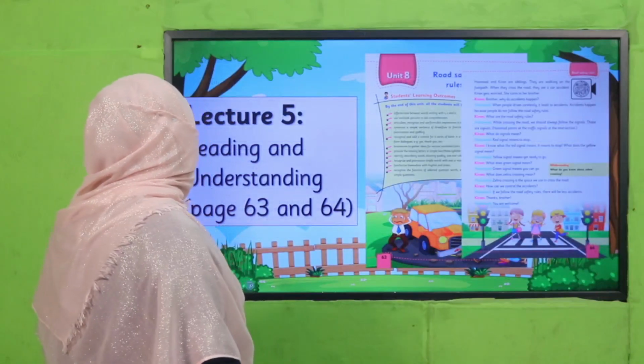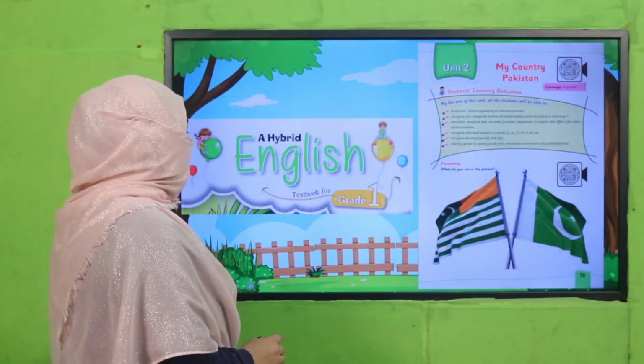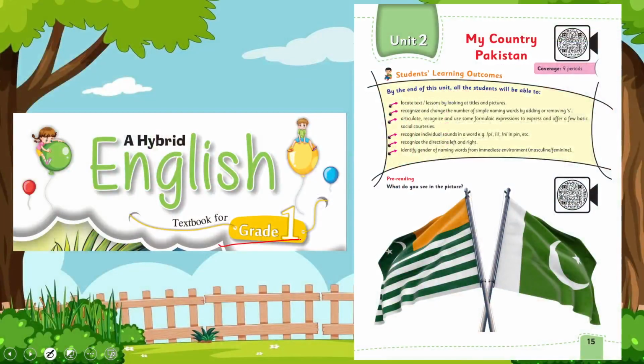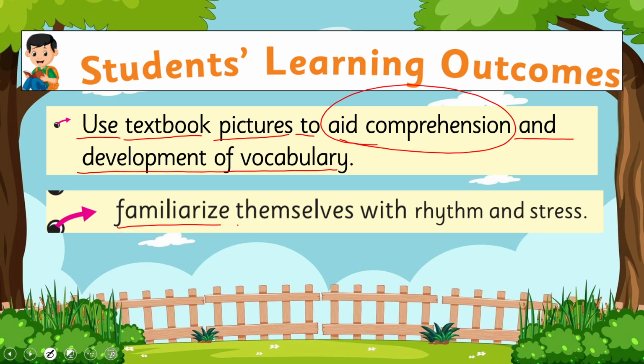Yes, my dear students, today we are going to start reading and understanding of this unit. Before this, in your English for grade 1, you have already learned how to look at the pictures in the book to understand the text. I hope you remember this concept, and we are going to learn further to use textbook pictures to aid comprehension and development of vocabulary, familiarize themselves with rhythm and stress. These are our today's SLOs.